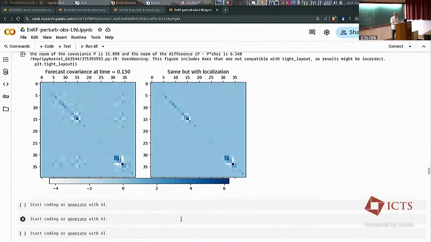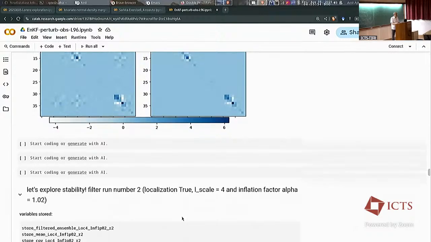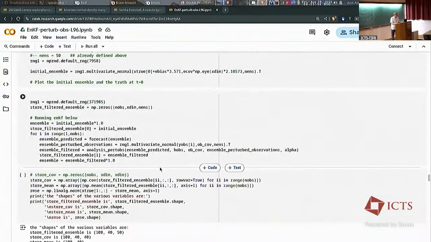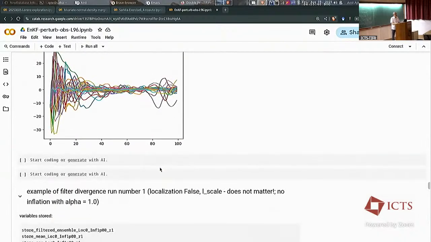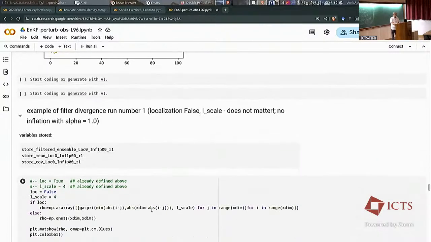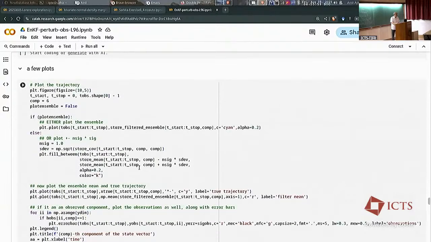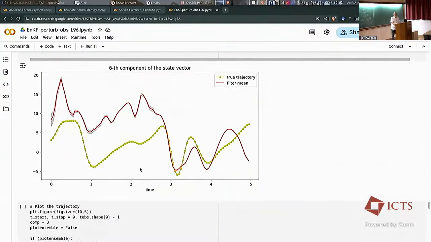Somewhere below, there is a case of the filter not working. What does it mean for the filter to not work? So let me just directly jump to that. Sorry, there's a whole bunch of other things in this, but I don't have time to go through that part. So when I do not use localization, here is what the filter trajectory looks like.